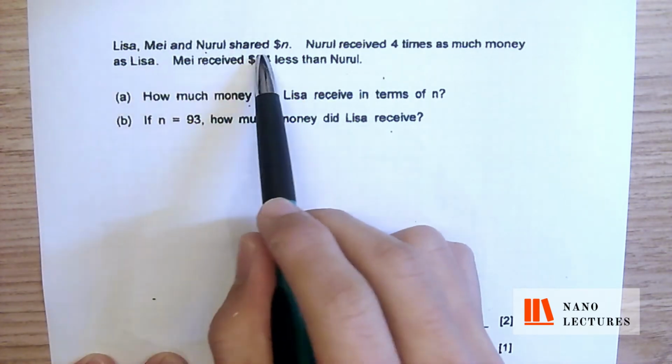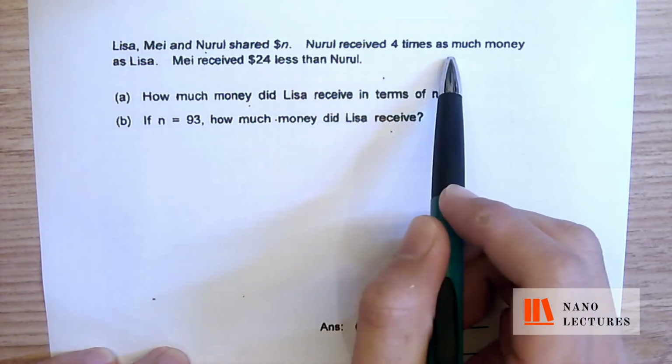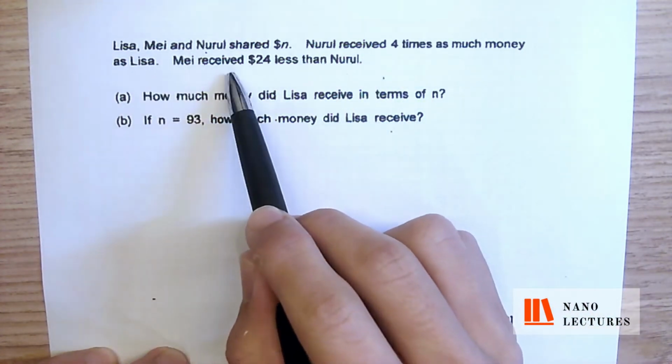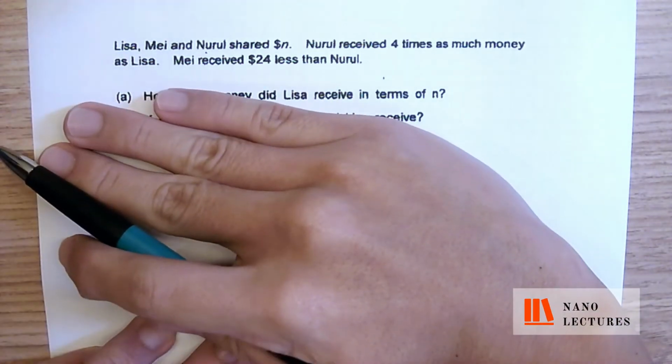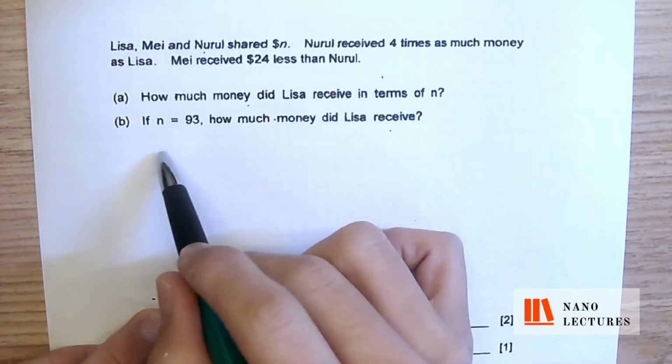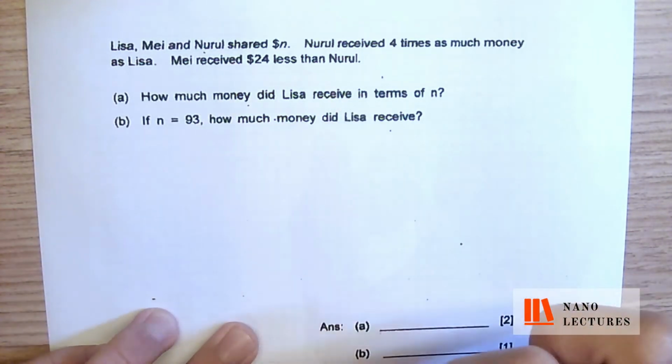Lisa, May, and Nurul shared N dollars. Nurul received 4 times as much money as Lisa. May received $24 less than Nurul. Okay, now, before you even read the question, just draw the model first. Trust me, when you draw the model and visualize it, and then read the question, it's going to be a lot easier for you.